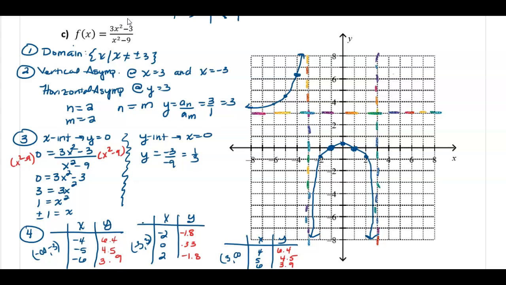4 gave us 6.4. 5 gave us 4.5. And 6 gave us 3.9. So very similar, almost exactly to what we have on the other side. So that one had the 3 intervals. So once again, a lot of work.